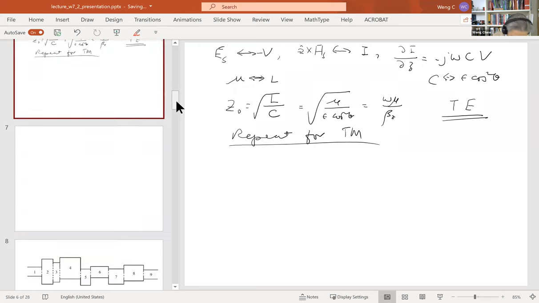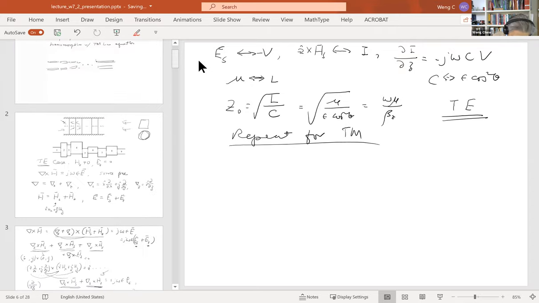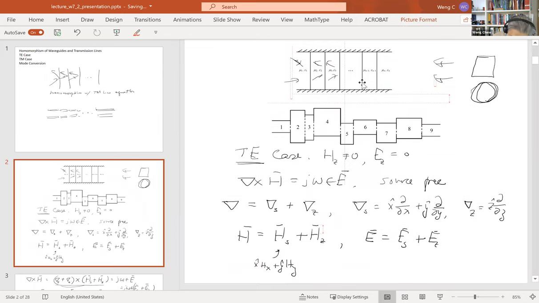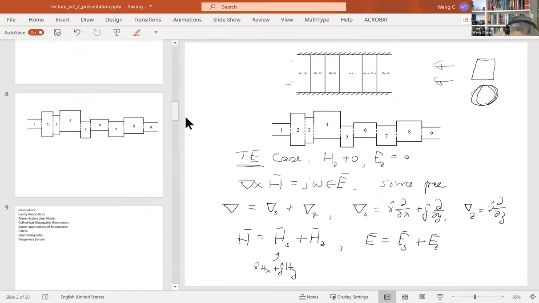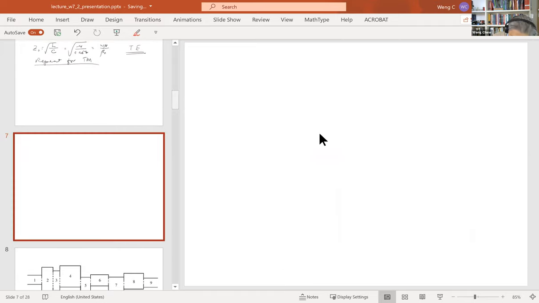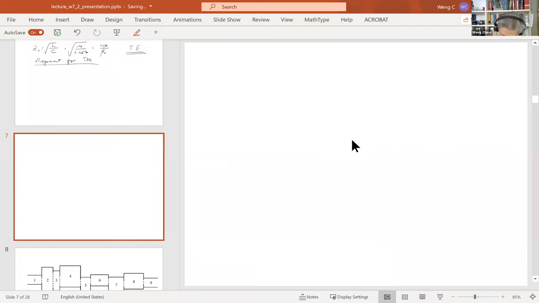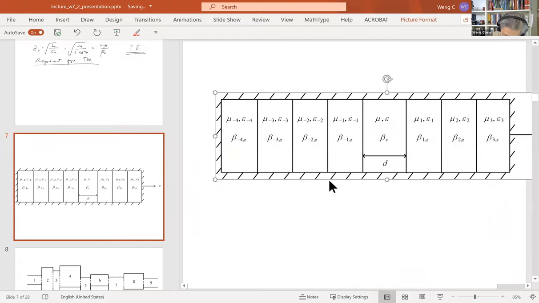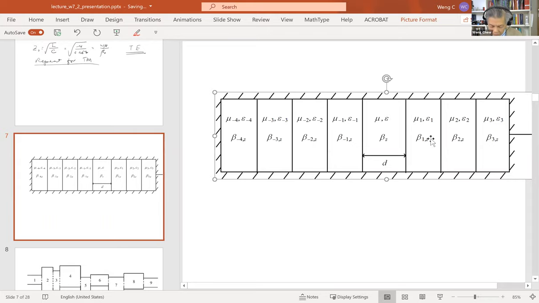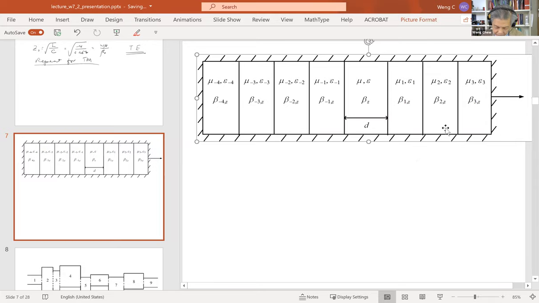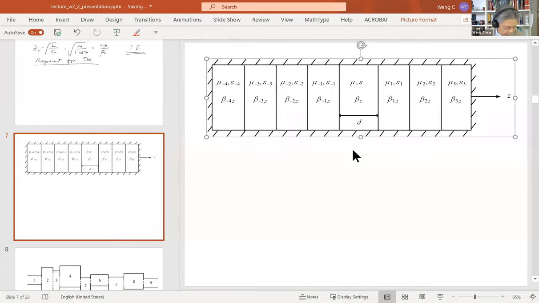But the moral of the story is that if you have a very complicated waveguide, such as this one we have over here, I can put it over here for clarity. Okay, this waveguide with different sections can be mapped to a transmission line problem. And you can solve these waveguide problems using transmission line techniques like Smith charts and so on.